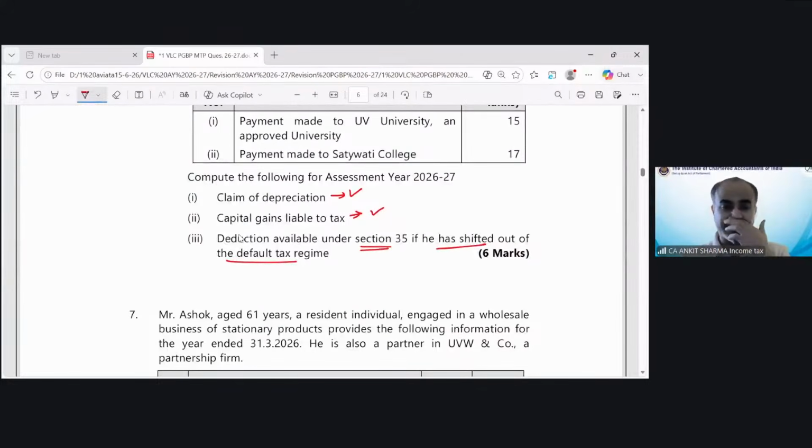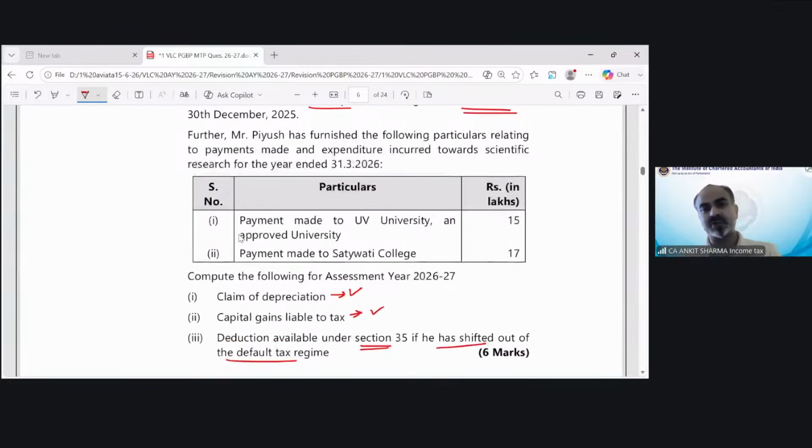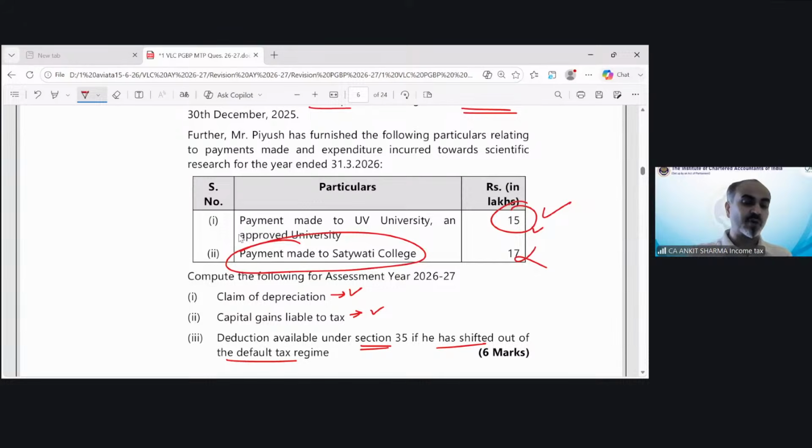Next is deduction under section 35 if he has shifted out of the default tax regime. So they are now asking you the deduction for scientific research. And in this example, you can see this will be allowed as deduction, but this is payment made to Satyavati College. It has not been written that it is approved, etc. So only 15 lakh could be claimed as deduction under section 35.